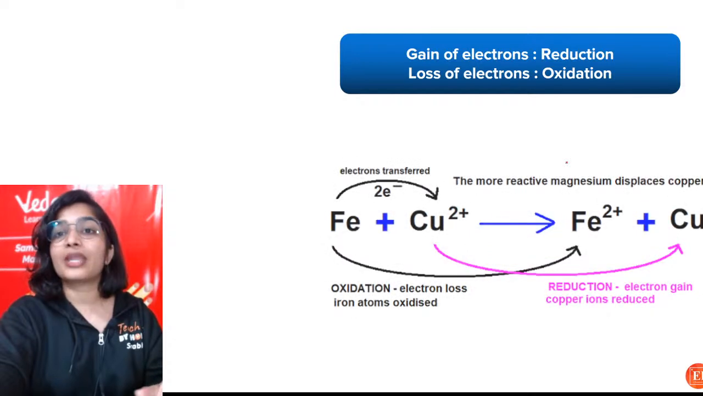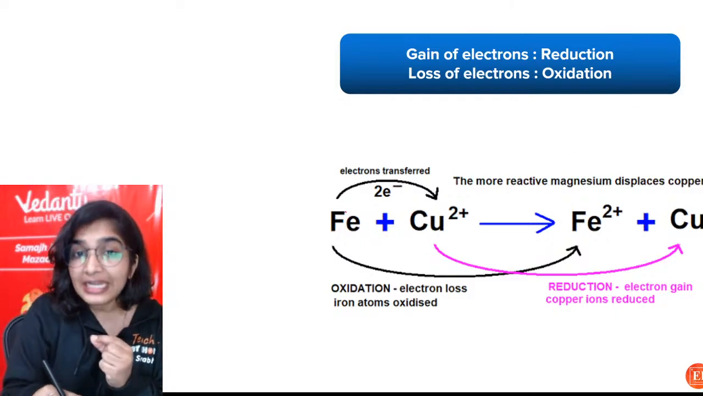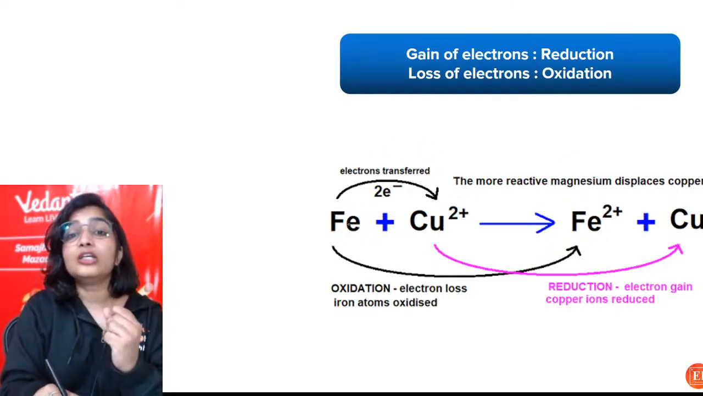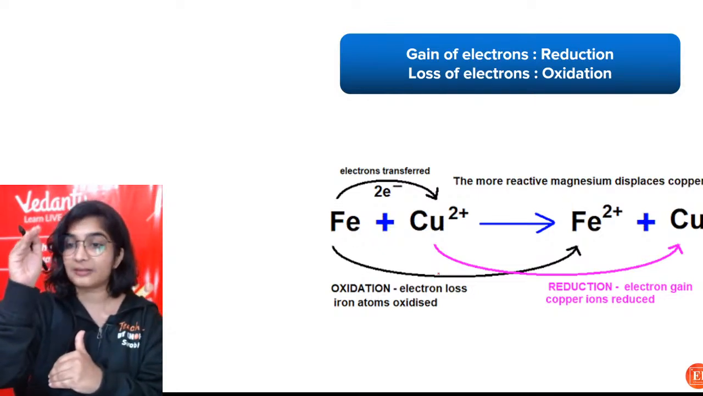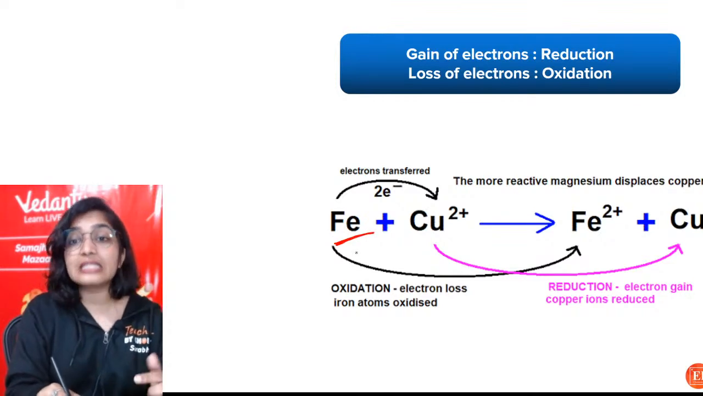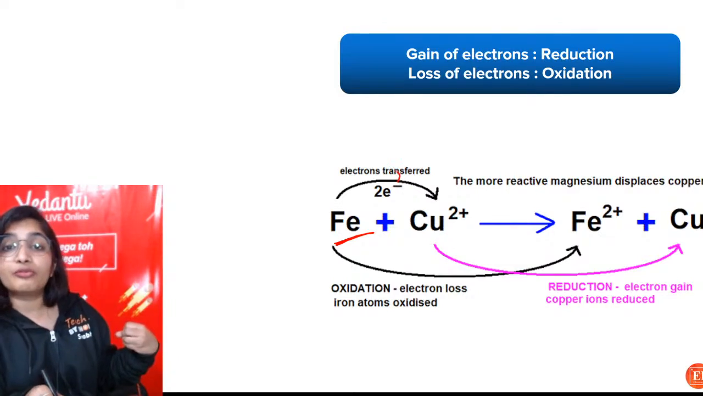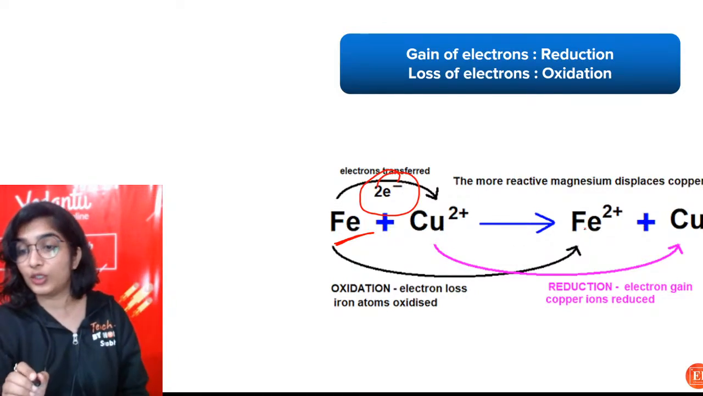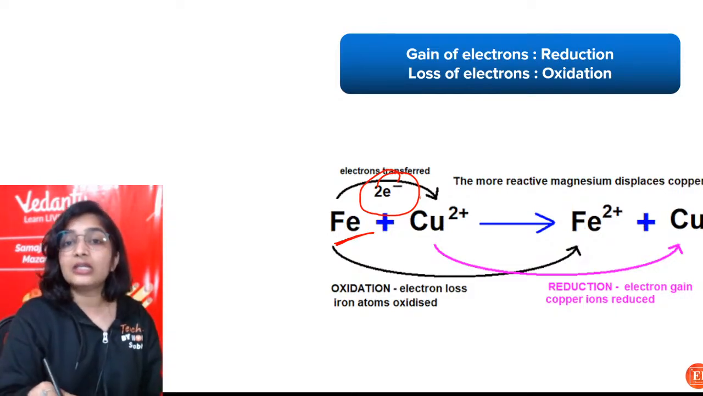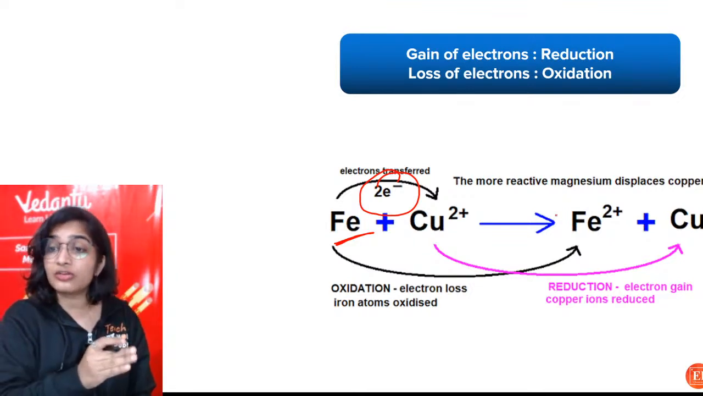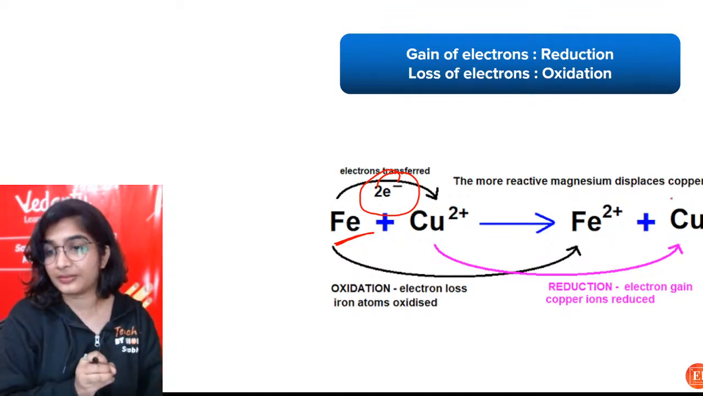Gain of electrons is reduction, loss of electrons is oxidation. See, Fe to Fe2 plus is oxidation, because of its oxidation state. Fe is getting oxidized, whereas Cu2 plus, which is gaining electrons from iron, is getting reduced. Got it? So Fe to Fe2 plus is an oxidation reaction, and Cu2 plus to Cu is a reduction reaction.